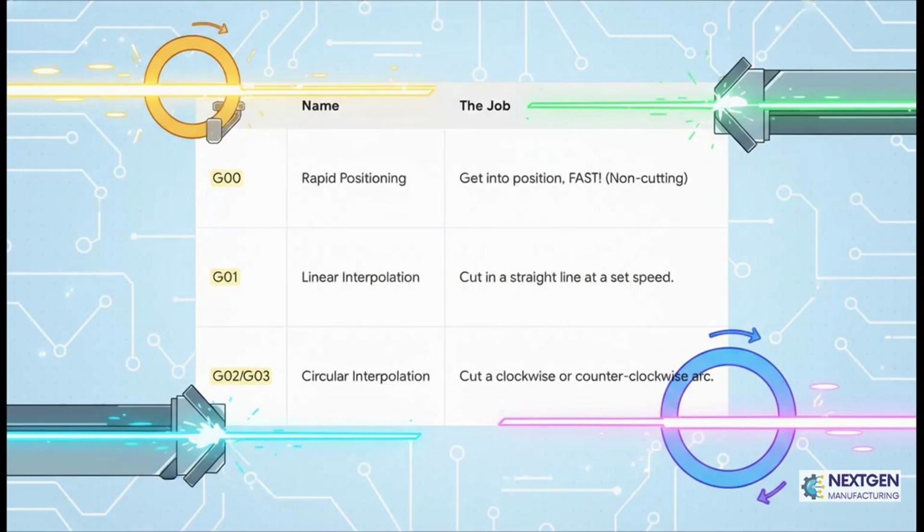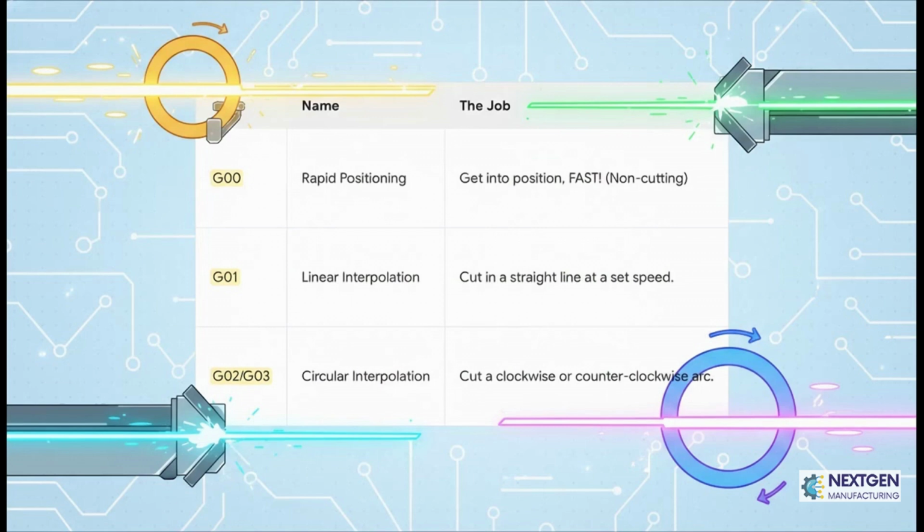And the commands themselves? They're actually surprisingly simple. Let's just look at the big ones. G00 is basically go fast. It's for moving the tool into position when you're not cutting anything. Then you have G01, which is the real workhorse. That means cut in a straight line at this specific speed. And G02 and G03, those are just for cutting curves, one clockwise, one counterclockwise.